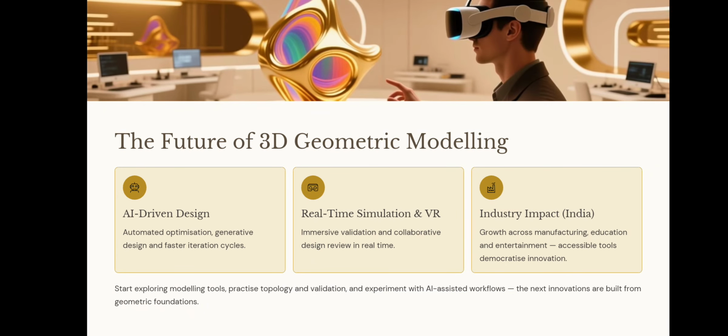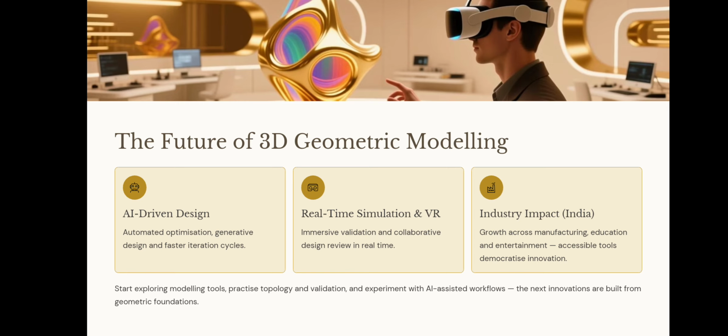The future of 3D geometric modeling. AI-driven design, real-time simulation with VR, industry impact in India. AI-driven design brings automated optimization, generative design, and faster iteration cycles. Real-time simulation with VR enables immersive validation and collaborative design review in real time. Industry impact in India: growth across manufacturing, education, and entertainment, with accessible tools democratizing innovation.